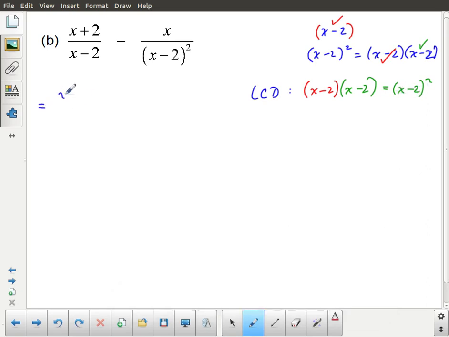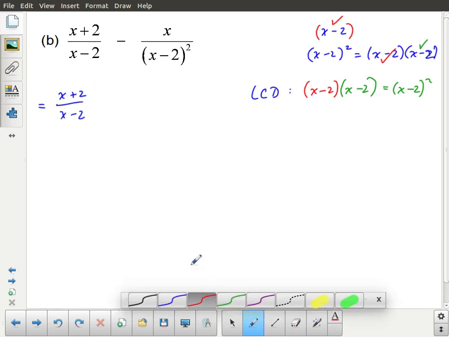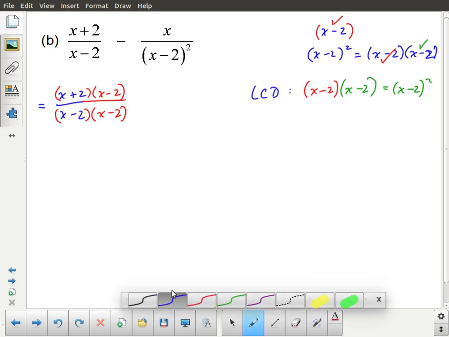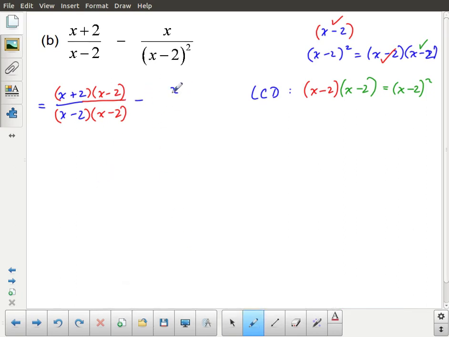Well, with the first term, which is x plus 2 over x minus 2, to make that change, I need to multiply by another x minus 2. That makes it into x minus 2 all squared. And I, of course, have to multiply the numerator by x minus 2. Minus x over x minus 2 all squared. Well, x minus 2 all squared is the lowest common denominator. This one is already done. Is equal to. So now everything is over x minus 2 all squared.